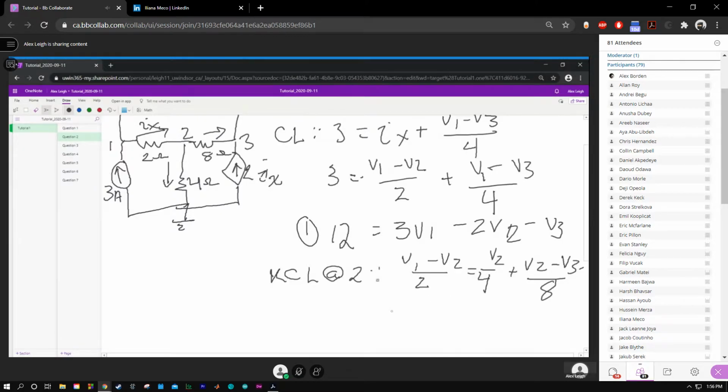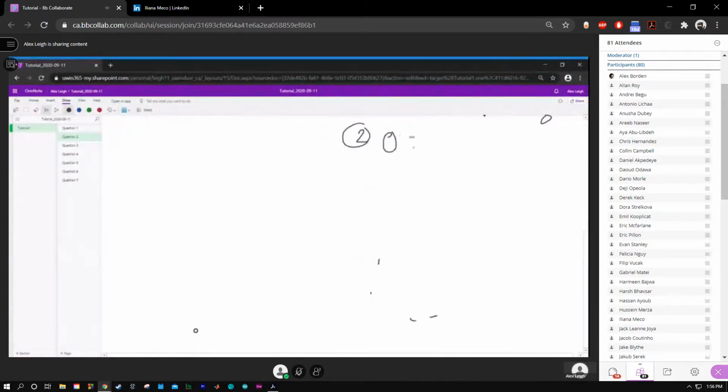Now, I'm going to do a math step again. All I'm going to do is multiply by 8 to get rid of the denominators and then do some collecting of the terms. So then we end up with equation 2, which is 0 equals negative 4 times V1 plus 7 V2 minus V3.